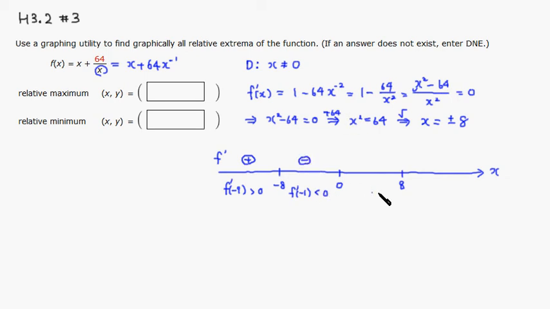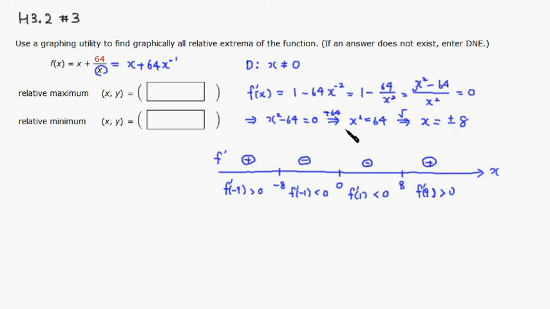Alright, so we can try any number between 0 and 8. I would probably try just 1, but you can see that 1 squared minus 64 is negative, the bottom is always positive, so it's still negative. Then we can try something bigger than 8, so I'll try 9. You can see that 9 squared is 81 minus 64, which is positive. The bottom is always positive. So therefore, I meant to say positive. So you have a positive sign there.